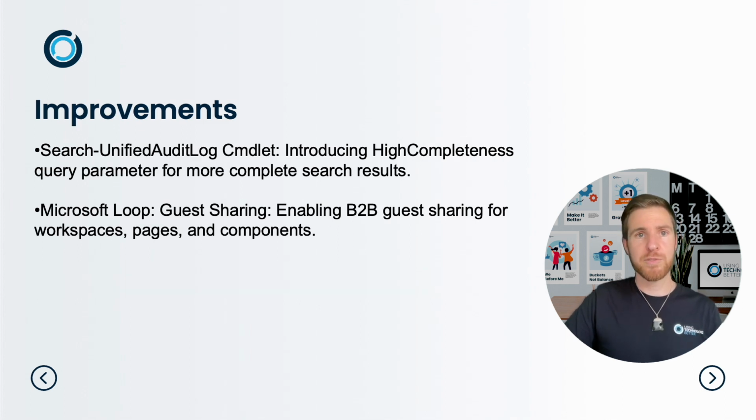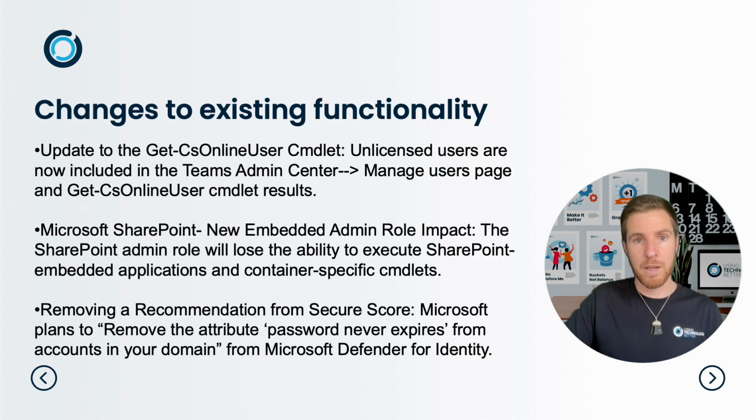Improvements. So first improvement is our Search Unified Audit Log cmdlet, introducing a high completeness query parameter for more search results. It's pretty good. And then we have our Microsoft Loop guest sharing, enabling B2B guest sharing for workspaces, pages, and components. I love that one. Always good to see more improvements to Loop. Loop's a great tool, and being able to open that up for guest sharing and enabling B2B is just brilliant. So really good to see that one.